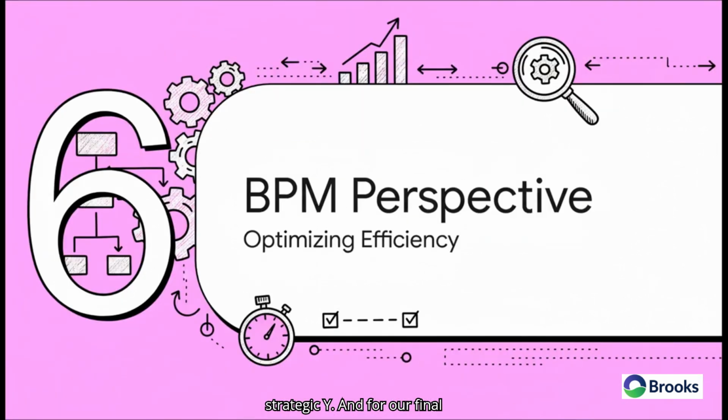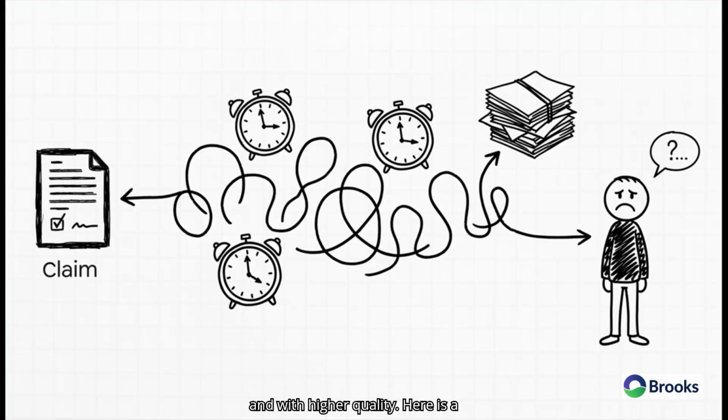And for our final perspective, we're going to zoom back in from that huge enterprise level right down to the operational level. Business process management, or BPM, is all about how the work actually gets done, and, more importantly, how to do it better, faster, and with higher quality. Here is a perfect BPM problem. Every single day that a claim sits in a queue is another day a customer is left waiting, and it's another day the company is racking up costs. So the goal is crystal clear: make this process way more efficient without sacrificing any accuracy.